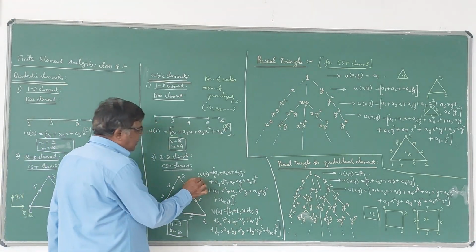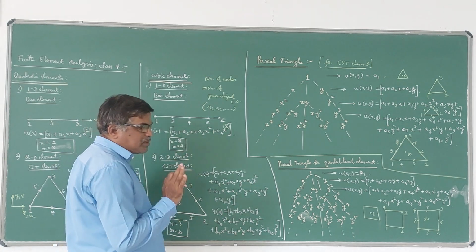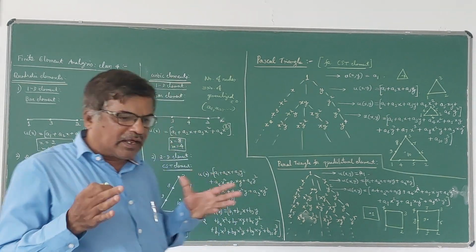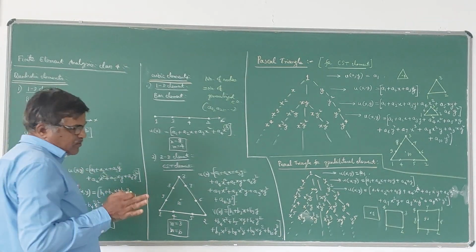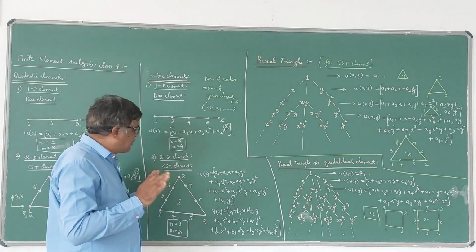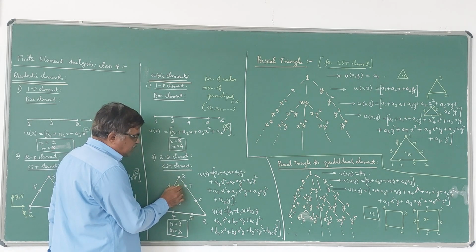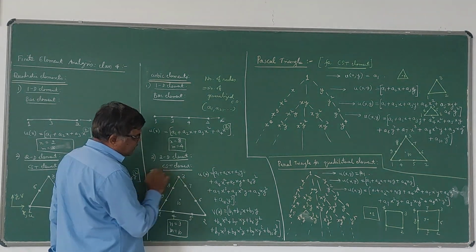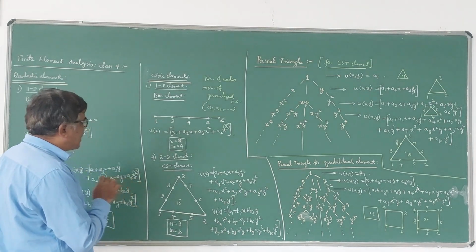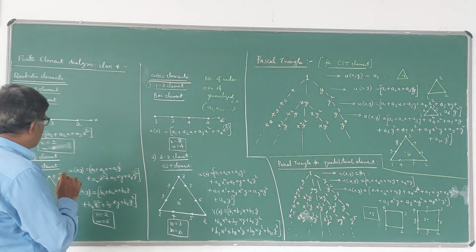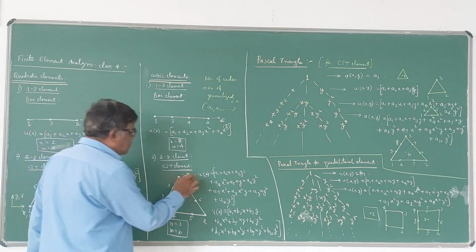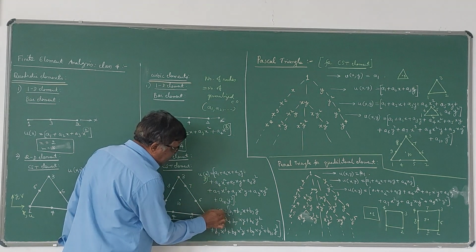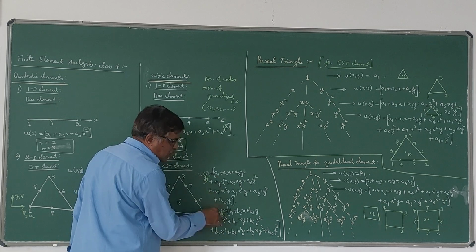As I already told, the displacement function you always have to write in cyclic order with respect to x and y. So it should be symmetrical with respect to x and y. So how to write the displacement function here? Let us see. It is u of x comma y, v of x comma y, because it is two-dimensional.